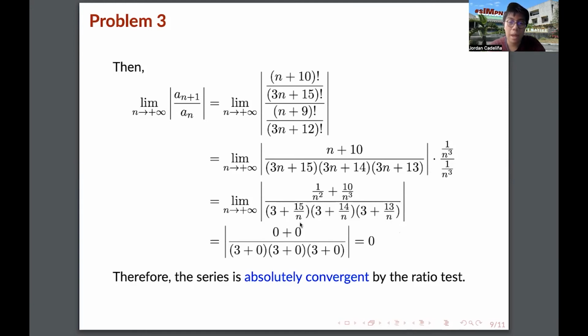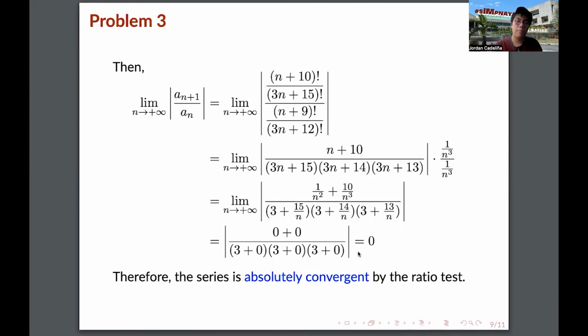notice that when there is n or n squared or n cubed in the denominator, it becomes 1 over infinity, or some constant over infinity, and it automatically becomes 0. And the 3 won't change. So it becomes 0 plus 0 all over 3 plus 0, 3 plus 0, 3 plus 0 in absolute value, which equals 0. And recall that in the ratio test, when the limit is less than 1, it means the series is absolutely convergent. Therefore, the series is absolutely convergent by the ratio test.